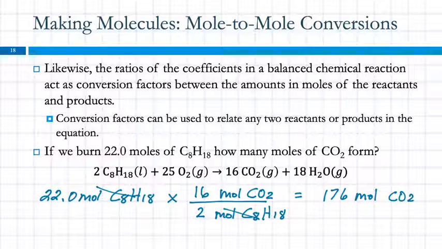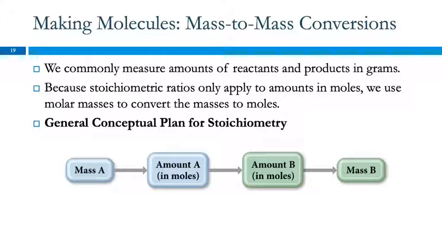The balanced chemical equation gives us relationships in moles between the compounds. But we measure things in grams. So we need to convert from our measurement in grams to moles, and then use the mole ratio from the equation to get to moles of the thing we're interested in, and then we have to convert back to grams because that's more meaningful. So this is the basic conceptual plan for stoichiometry: the mass of A to the amount of A in moles to the amount of B in moles to the mass of B. And so I call this grams to moles to moles to grams.